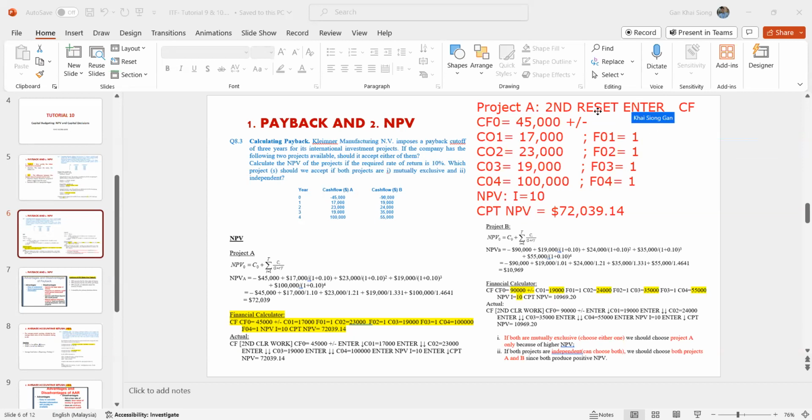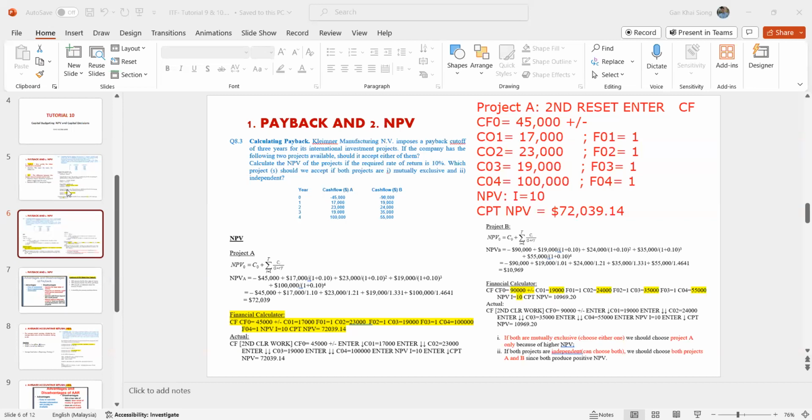So you key in all the cash flow that you receive in every year, and the frequency is 1 in this scenario. And at the end, you calculate NPV. What's the difference between this NPV and the previous NPV that we did is that here in year 0, you paid an amount over here. A negative 45,000 is your investment cost.